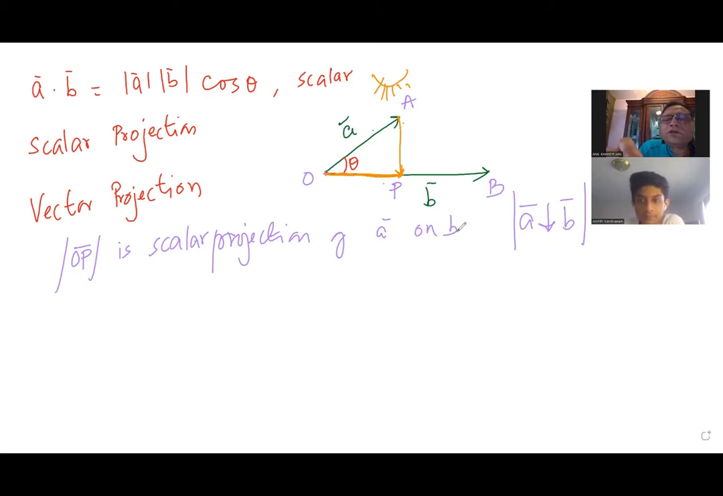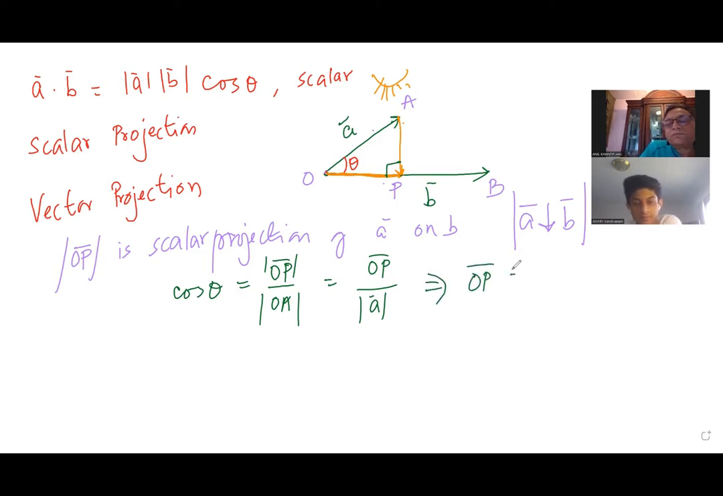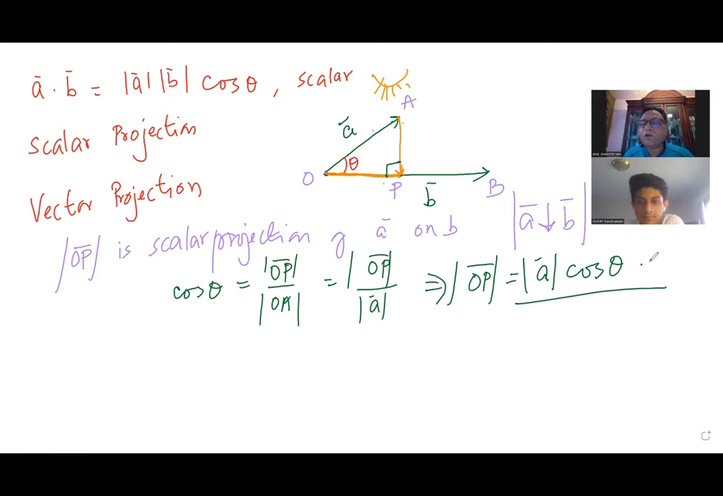Now, you know a bit of trigonometry, right? Yes, sir. Trigonometry, what is OP? We know what is cos theta. Cos theta is OP over OA, right? Right. And OA is just the magnitude of vector A. Correct? So from here we know that OP, the magnitude we are interested in, is equal to the magnitude of vector A times cos theta. That is the scalar projection of A on B. Make sense? Yes, sir. Makes sense.